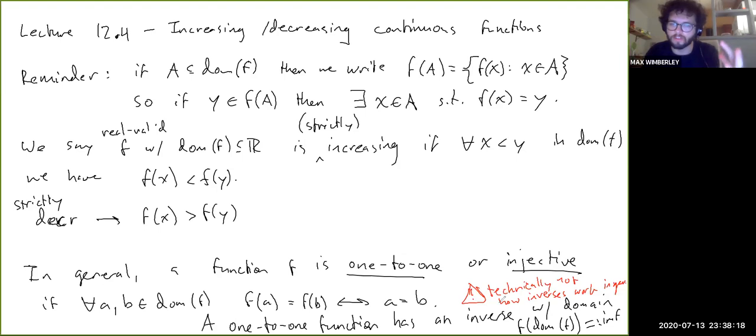In general, this would be kind of a sacrilegious thing to say, but for us, if a function is one-to-one, you can define an inverse, quote unquote. That's just a technical point here. Of course, this one-to-one or injectivity property exists throughout all areas of math, and it's defined the same way everywhere.